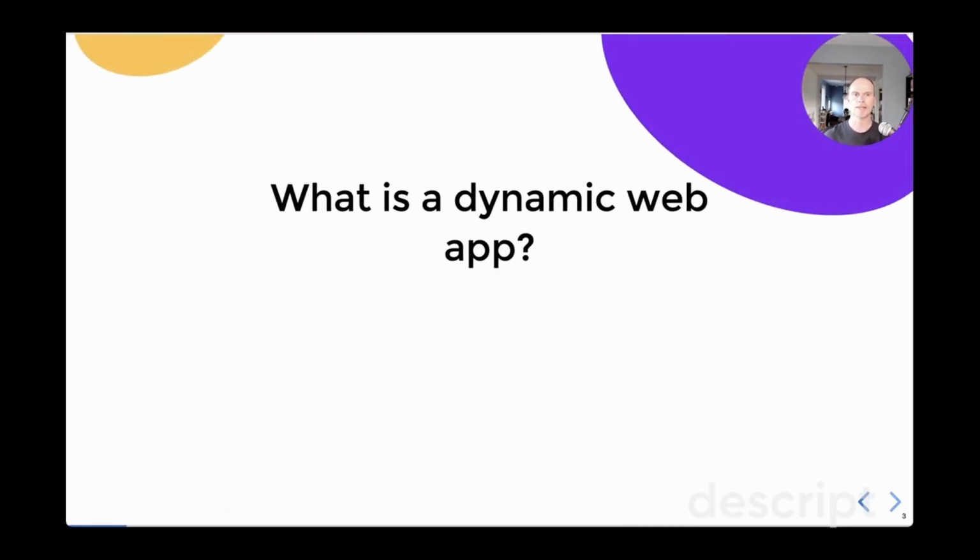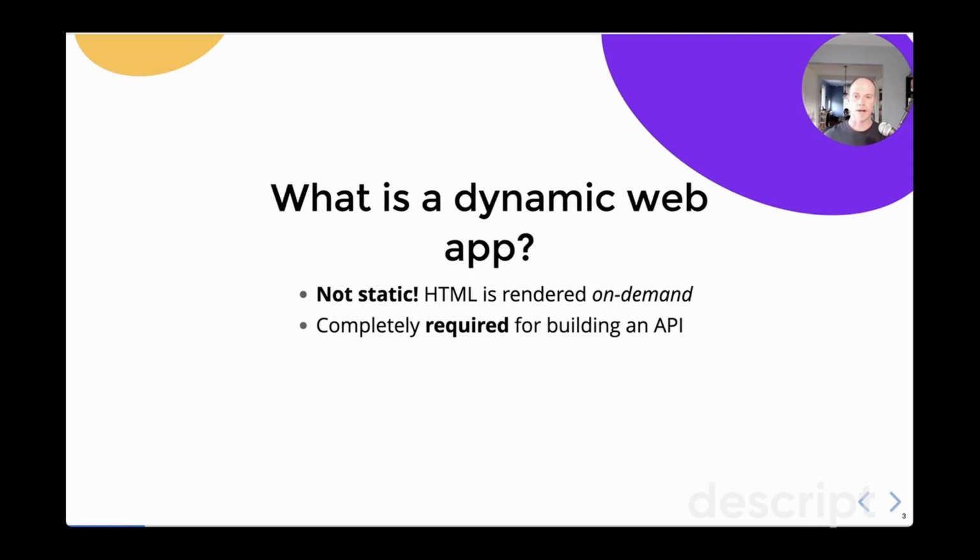So, what is a dynamic web application? Well, it's not static. The HTML is rendered on demand, but not just the HTML. It could be other things like JSON, and it's completely required for building something like an API. So if you're going to return JSON to a client, you're probably building a dynamic web app. And of course, it's backed by a database. It should be full stack, so this way you have all three tiers already set up for you.